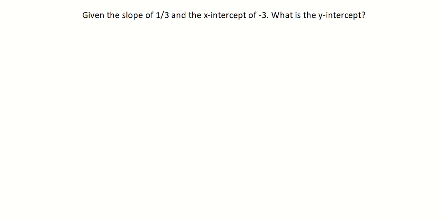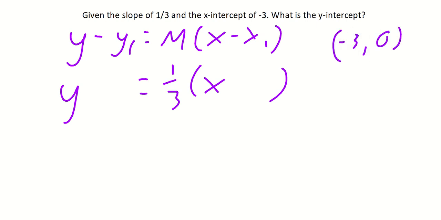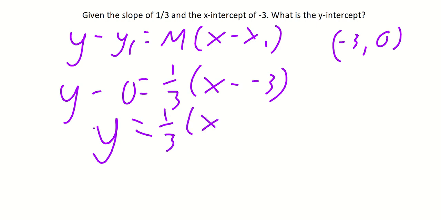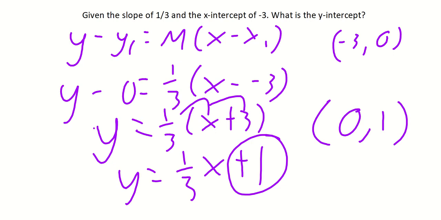Given this slope and a random point, what's the y-intercept? So when they give us slope and a random point, I'm going to use my point slope form. My slope is 1/3. And then my point is the x-intercept. So that means when y is 0, x is negative 3. So there's my point. So I'm going to plug that in and then simplify. So now that I have it in slope-intercept form, I now know what my y-intercept is. It's this back number. So my y-intercept is 0, 1.